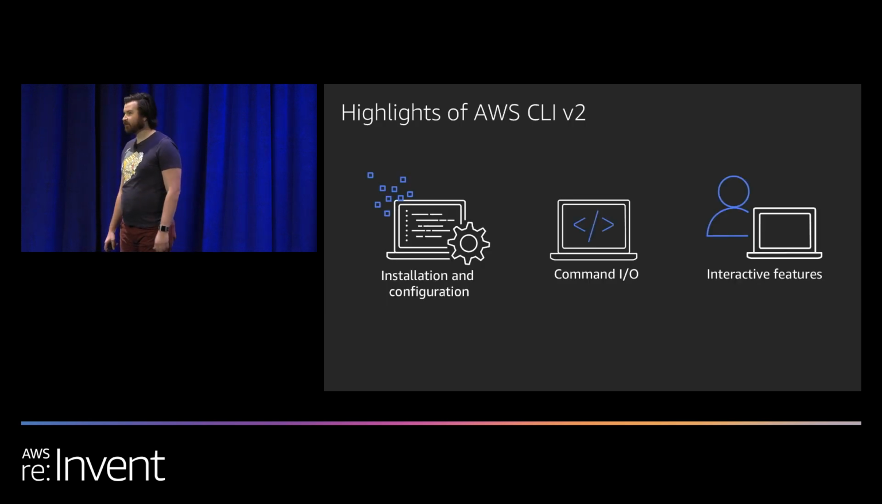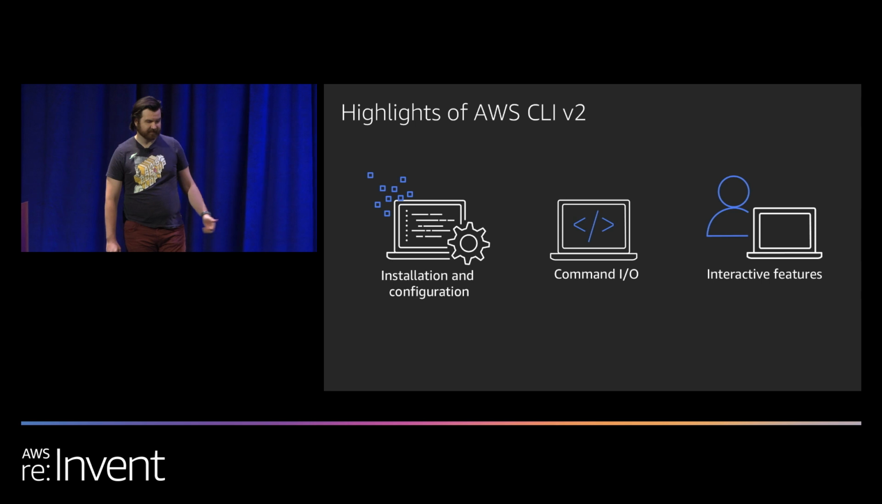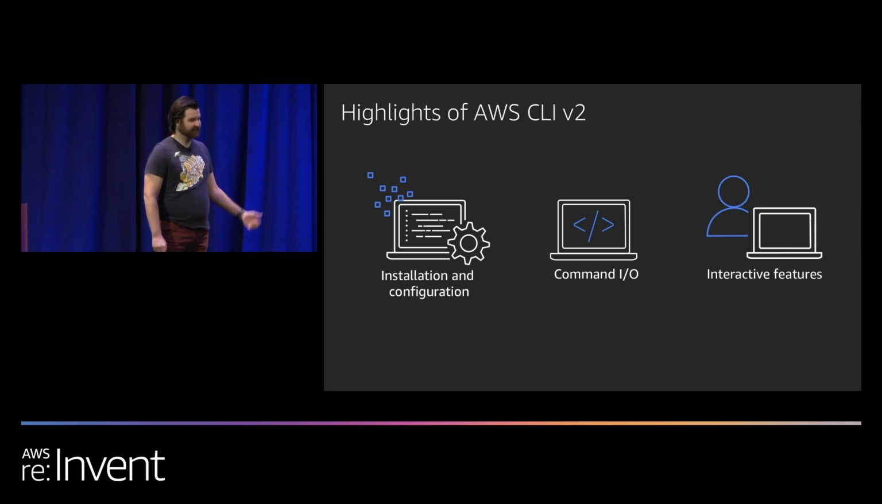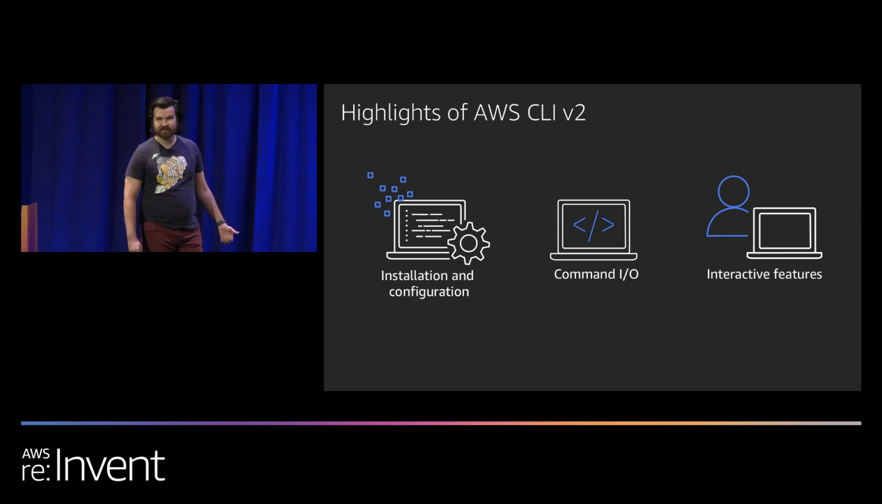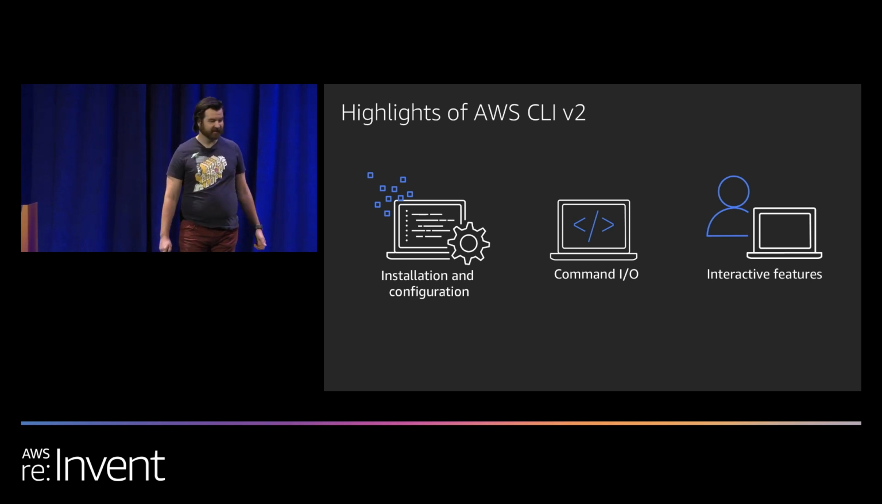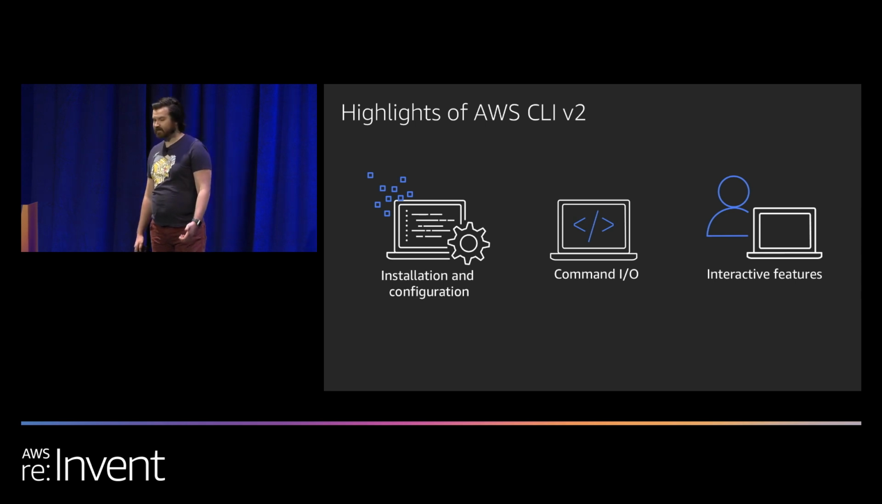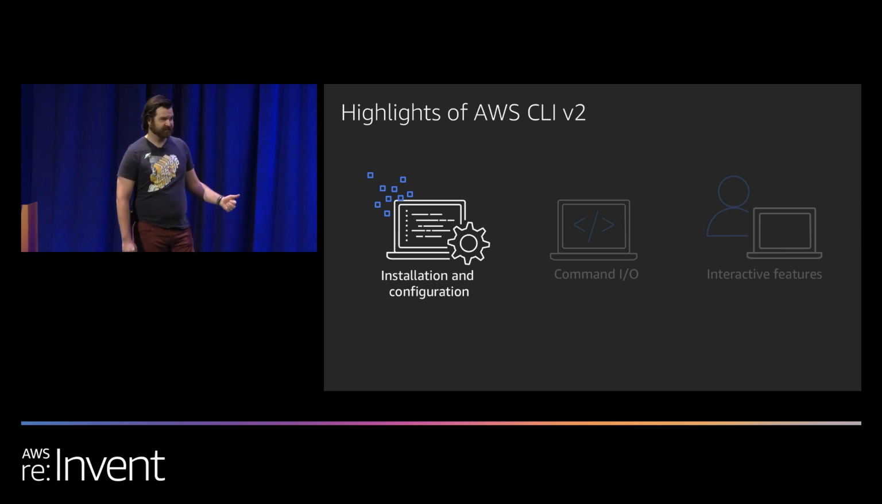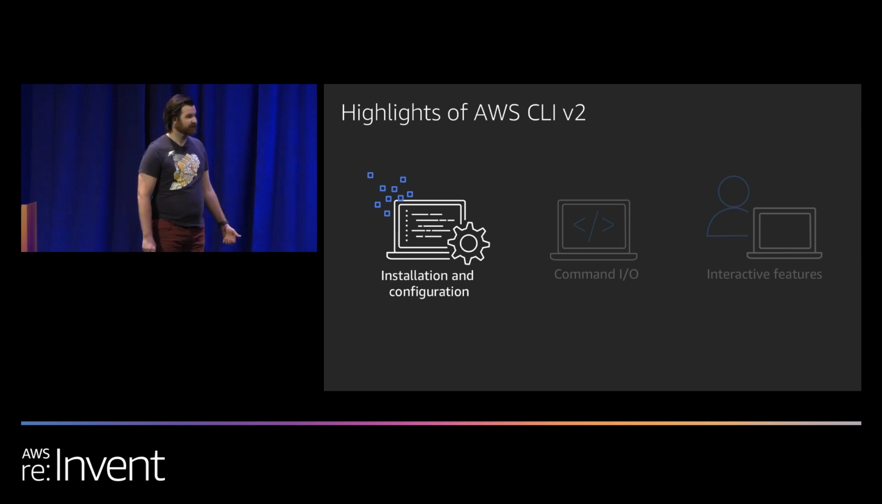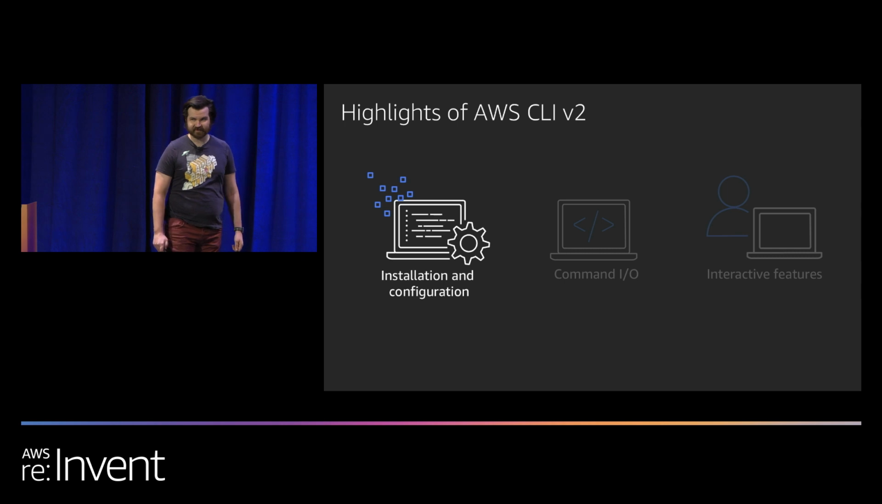So in terms of the new features that we're adding to the AWS CLI v2, they can be grouped into three categories. There's improvements to installation and configuration, new features related to command I/O, and also we've made the AWS CLI v2 more interactive through interactive features. And for the rest of the talk, we're going to be covering the new features for each of these categories, starting with installation and configuration.